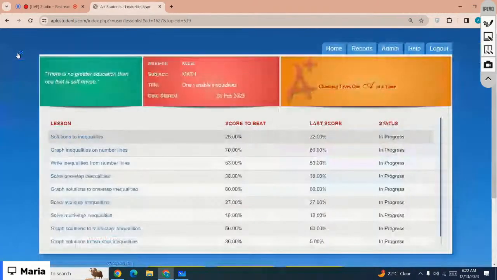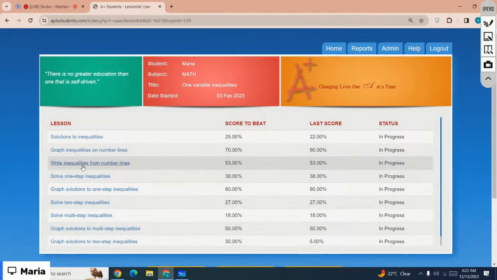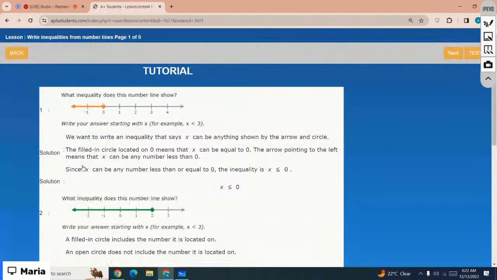And the next lesson is write inequalities from number line. Okay, we are given the inequalities, right? Sorry, we are given the number lines. We have to understand the number line and write the inequality, right? Just look at the first example.